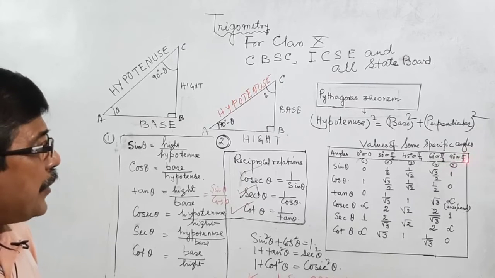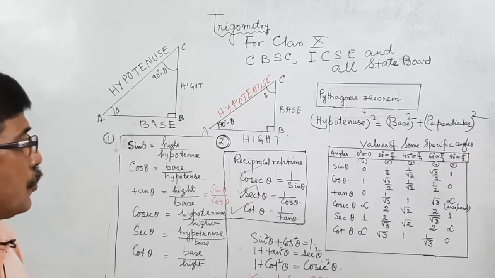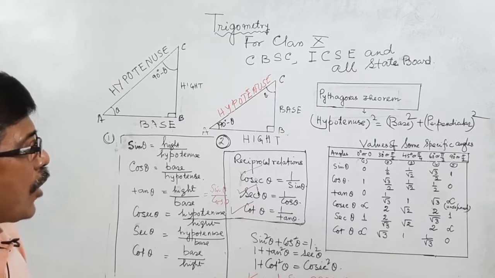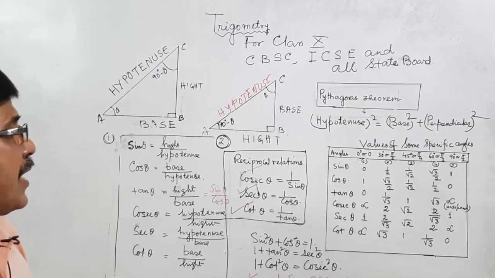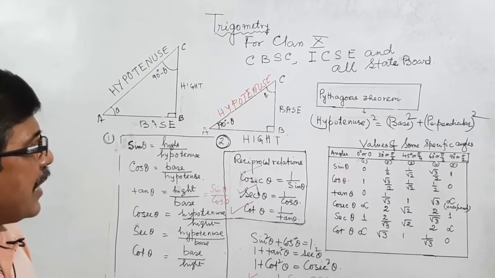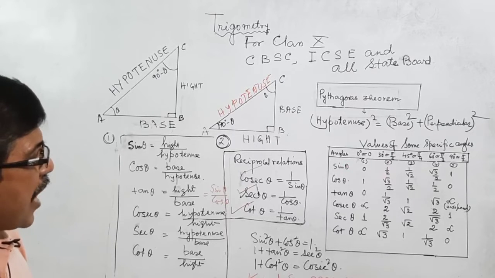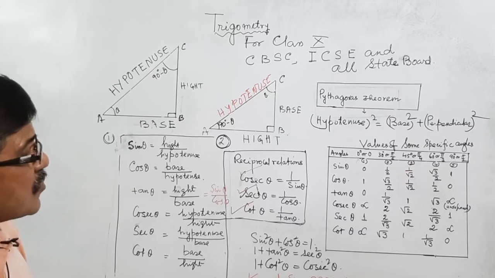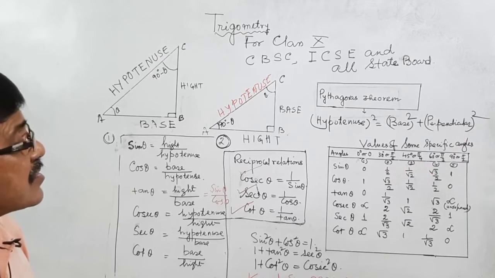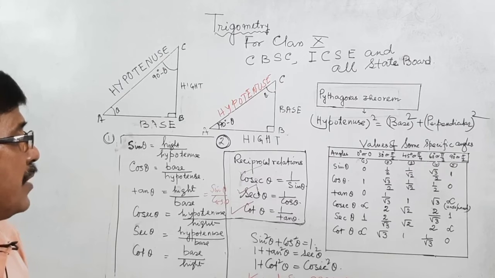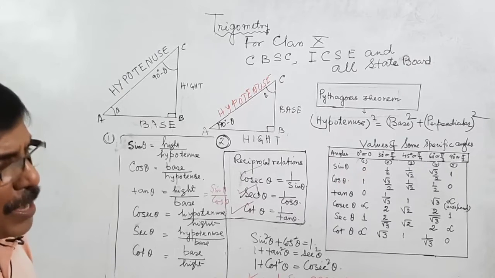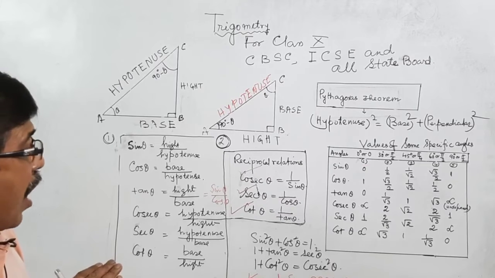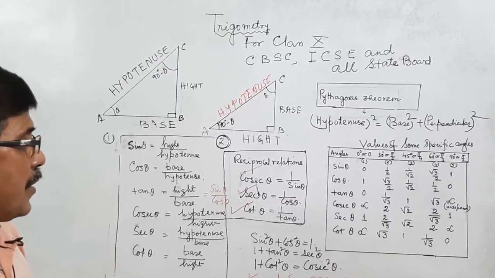Now we should learn or memorize the values of the angles: sin 0, then sin 30, then sin 45 degree, then sin 60 and sin 90 also. Sin 0 equals 0. The way of calculation I will now discuss today.